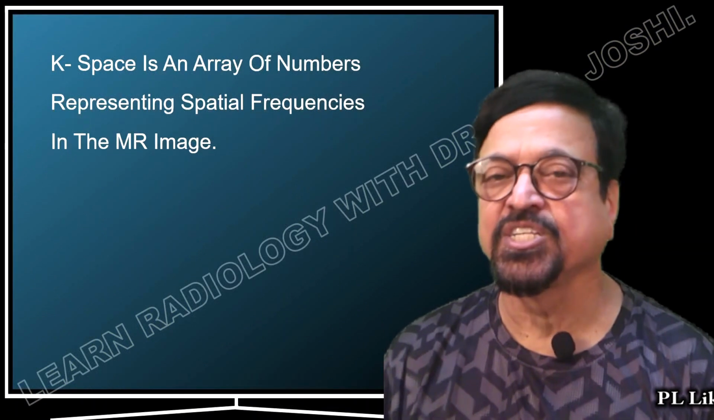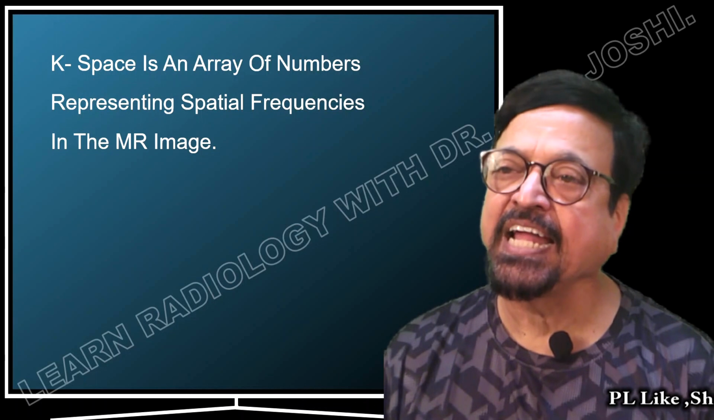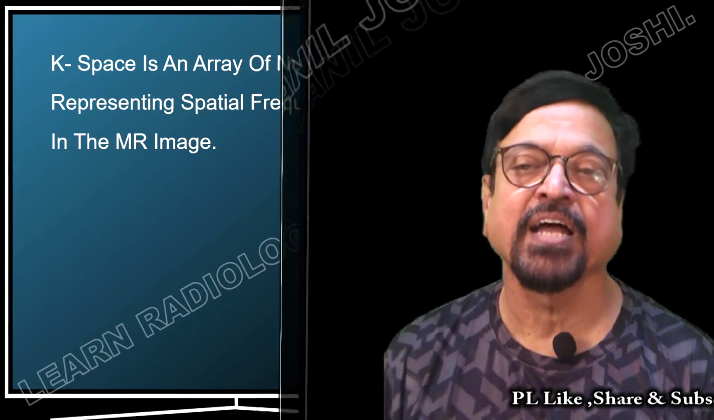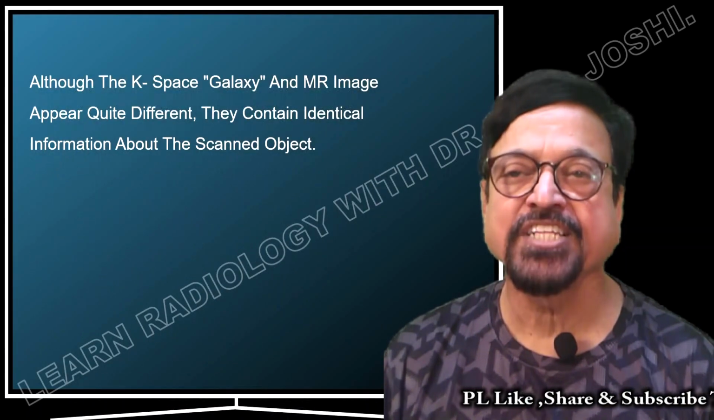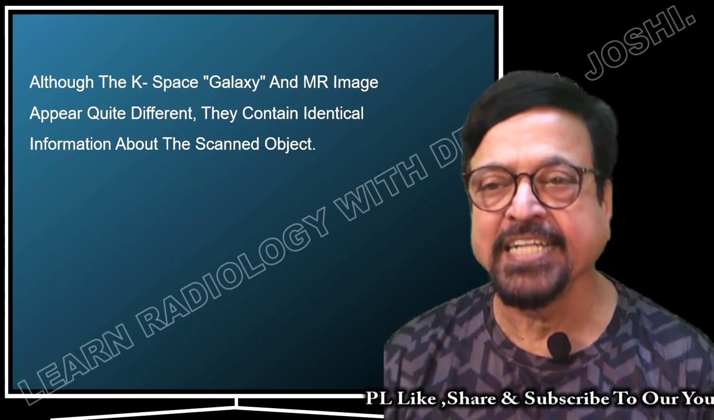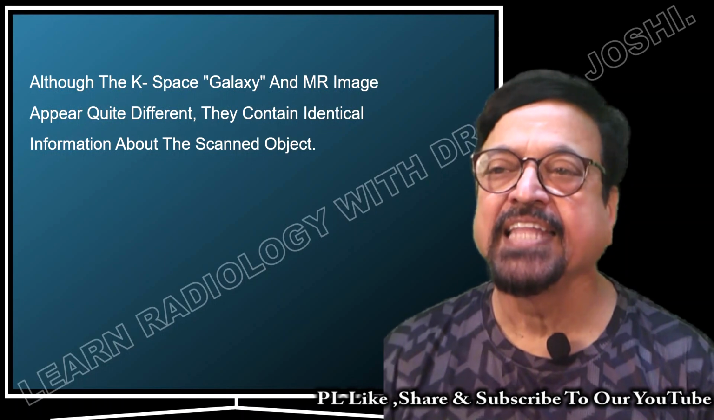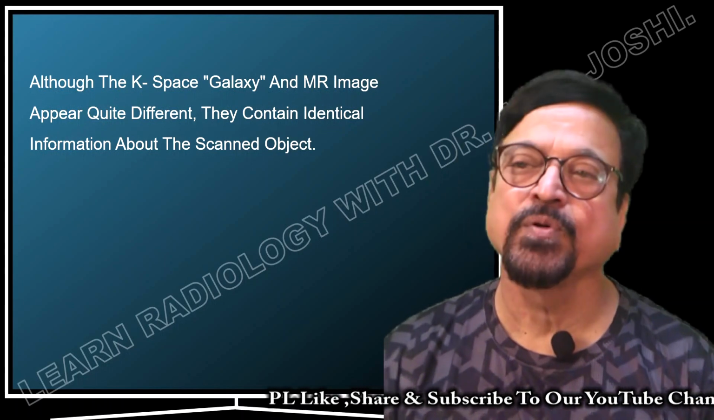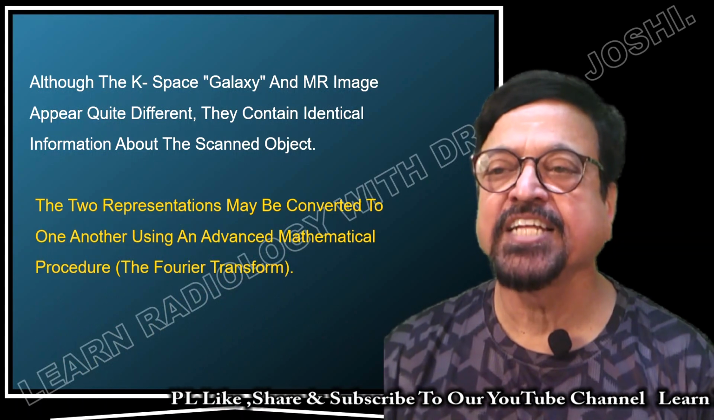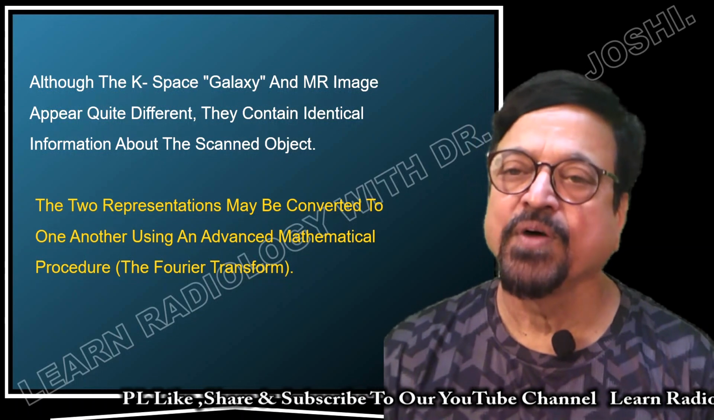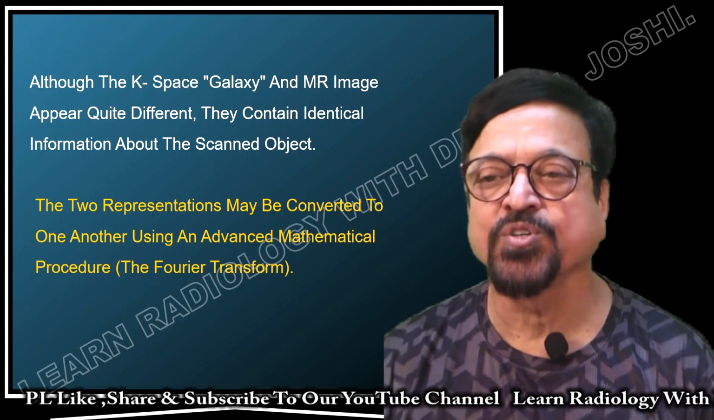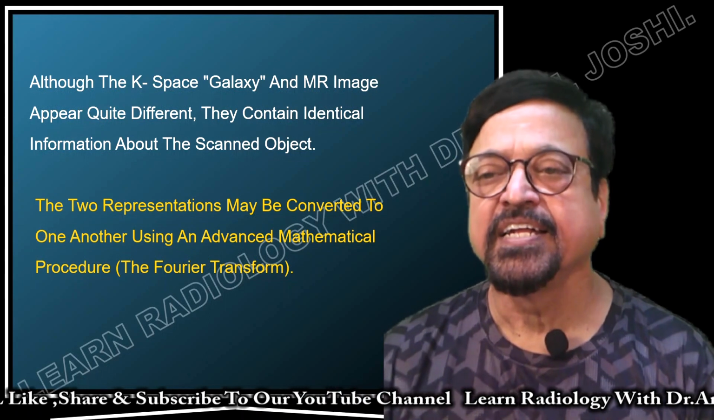Today's topic is K-space. K-space is an array of numbers representing spatial frequencies in an MRI image. So that is the definition. Although the K-space and MR images appear quite different, they contain identical information about the scanned object. The two representations may be converted to one another using an advanced mathematical procedure that is called Fourier transformation.